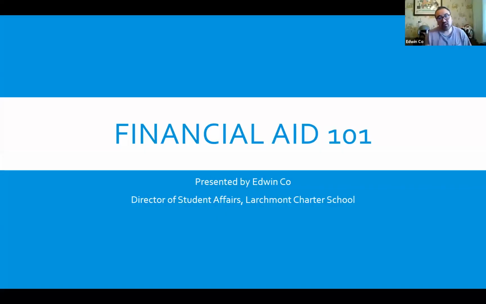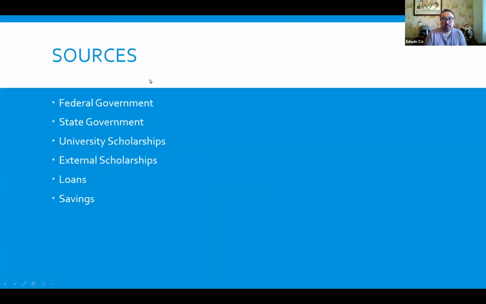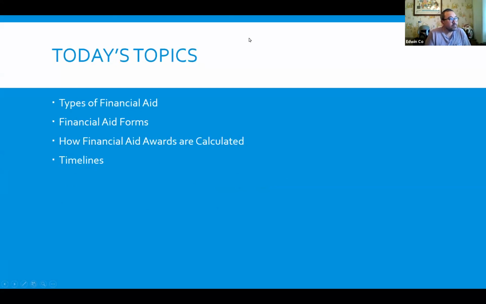All right, financial aid 101. We're going to talk about the types of financial aid. We're going to talk about the financial aid forms. We're going to talk about how financial aid awards are calculated, and then the timelines of things. Kind of give you guys a heads up about what's to come.